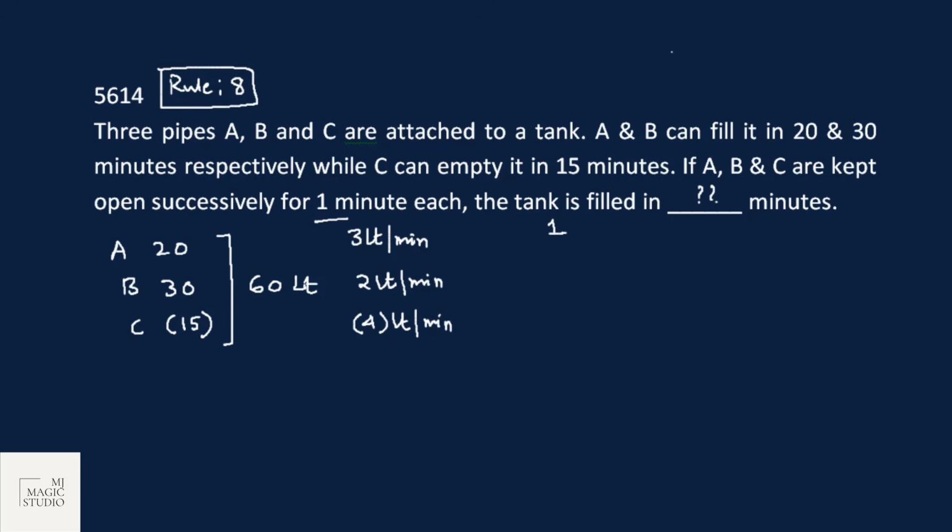Now, what is happening in the first minute? 3 liter water is pumped in. In the second minute, 2 more liter water is pumped in. And in the third minute, 4 liter water is pumped out. That means after 3 minutes, we have 5 minus 4, that is only 1 liter of water in the tank. We need 60 liters of water.